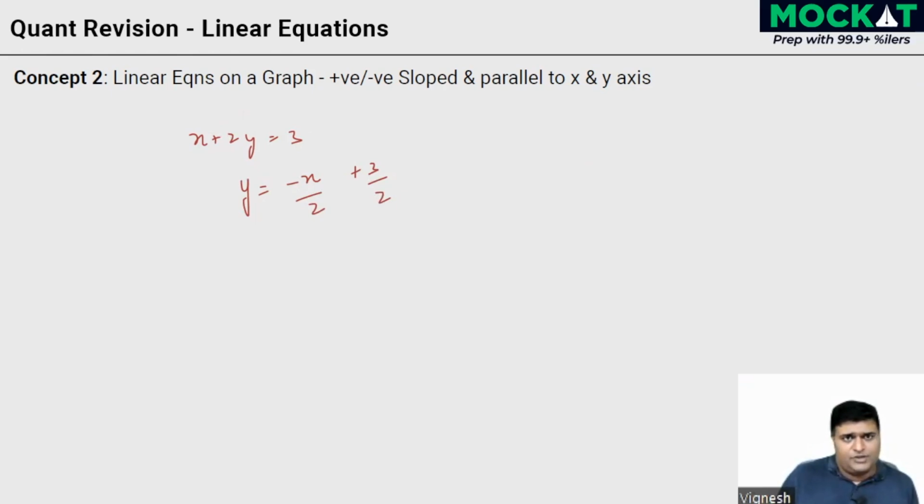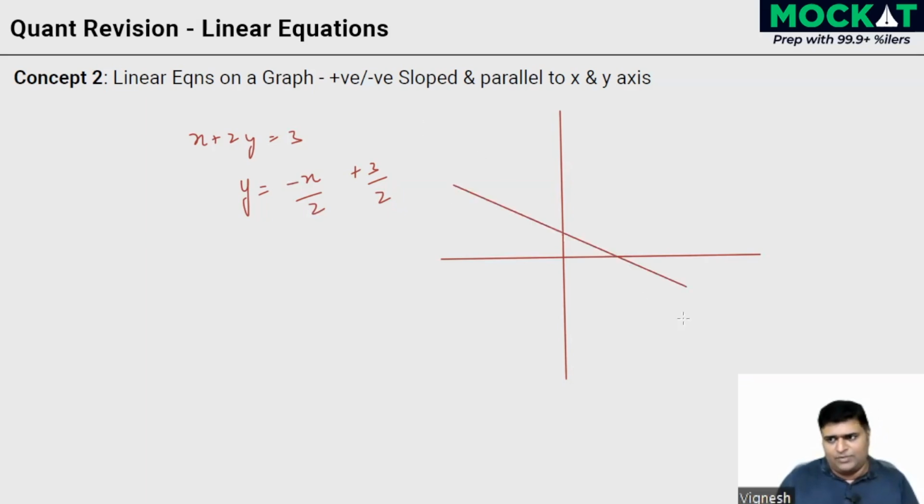But from the perspective of linear equations, for us to understand this, the m, or the slope here, is minus half. Anything negatively sloped is going to be like this, from top left to bottom right. Anything which is growing, which is positively sloped, is going to be this way. The coefficient of x in this format tells us the slope. Now the slope here is minus half.